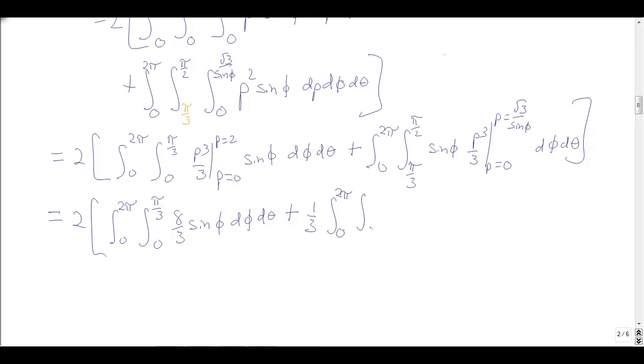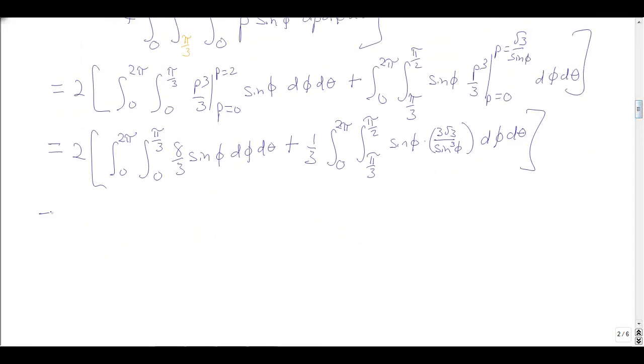0 to pi over 2, pi over 3 to pi over 2. And let's see, I get a sine phi times, when we plug in square root 3 over sine phi, we're going to get square root of 3 cubed, which is going to be 3 square root of 3. Now I'm wishing I hadn't pulled that 1/3 out because then that would just cancel. And that's over sine cubed phi. And when I plug in the rho equals 0, I get 0. I get my d phi, d theta here.